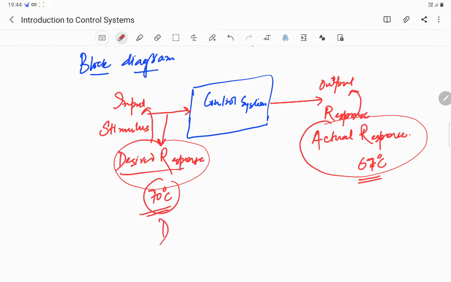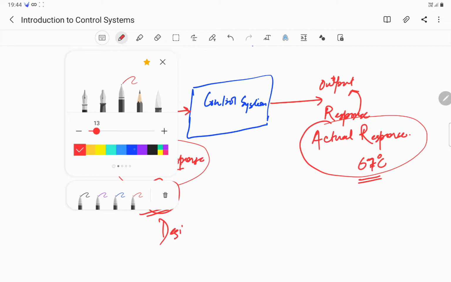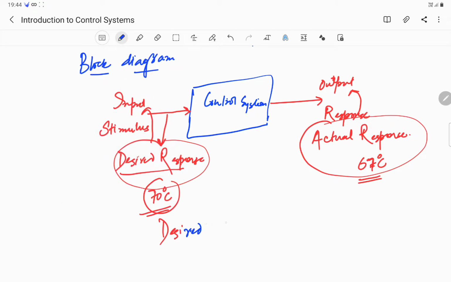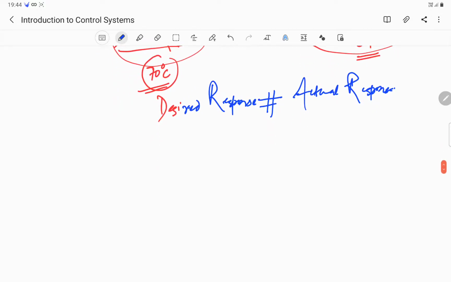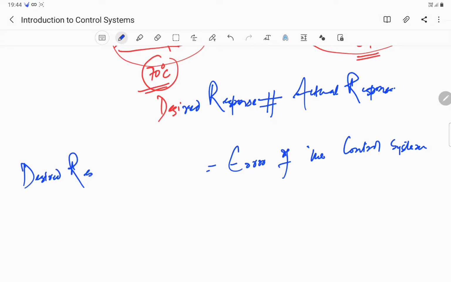So the desired response in general may not be equal to the actual response. The difference between the desired and the actual response is called the error of the control system. It is the difference between the desired and the actual response: desired response minus actual response.